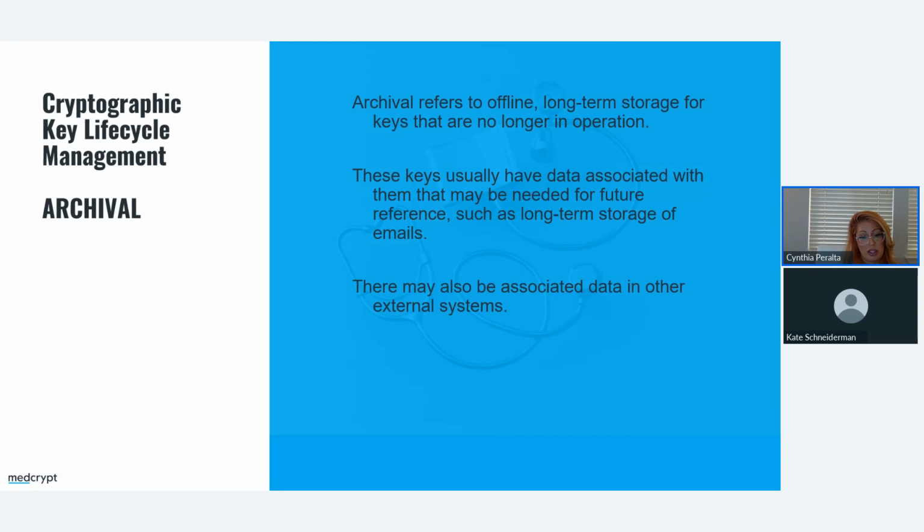There may also be associated data in other external systems. So when we're archiving a key, it must be encrypted to add security. As recommended in the creation and deployment phases, it may be useful to encrypt a symmetric key with the public key of an asymmetric key pair so that only the person or entity holding the corresponding private key can decrypt it. Sometimes, depending on the key's deployment scenario, archival is the last phase in the life process and never moves on to deletion or destruction.